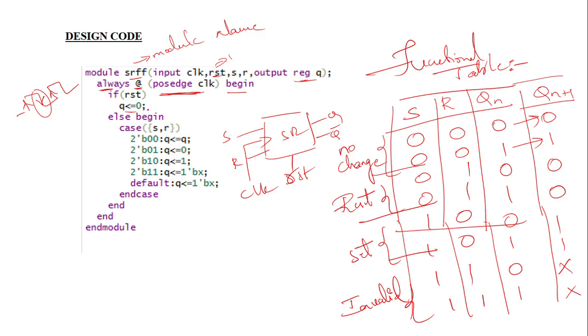Next, if the reset is not 1, then what will happen? That's why we use an else block here: else begin. If the reset value is not equal to 1, then this block is going to be executed.